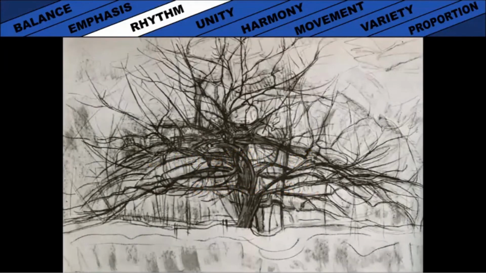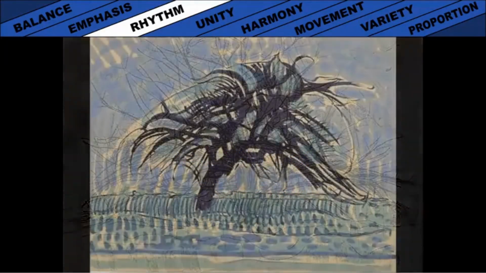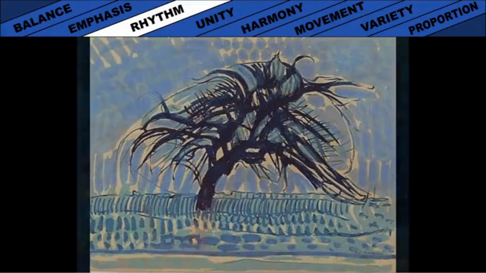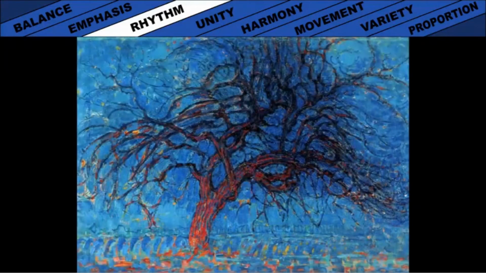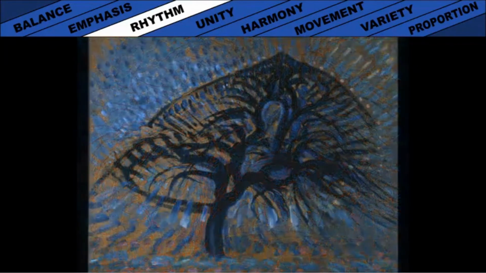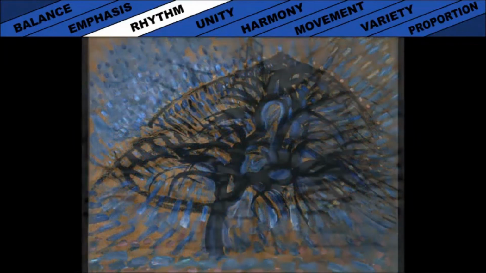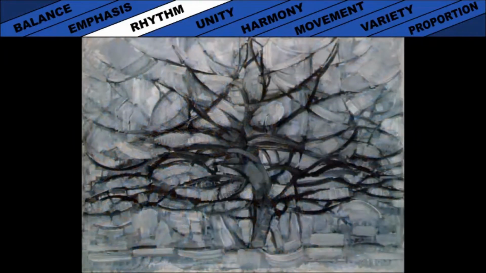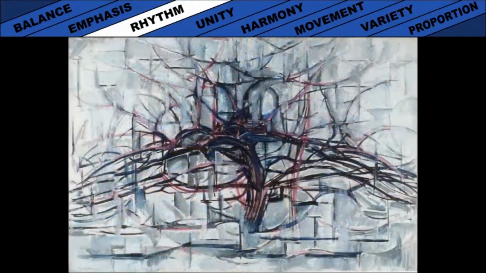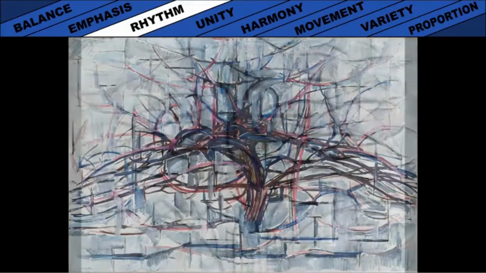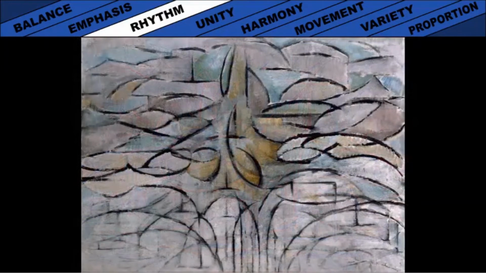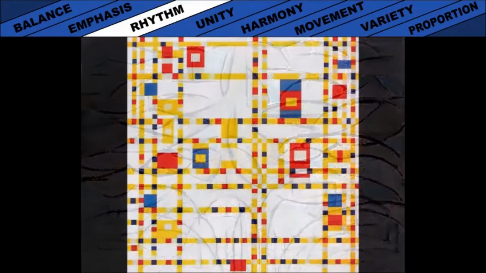Take a look at this series of trees by Piet Mondrian. In this series of paintings, the artist often focused less on the likeness of the tree and more on the repeating shapes and directions of the branches. Therefore, Piet Mondrian used the principle of rhythm.